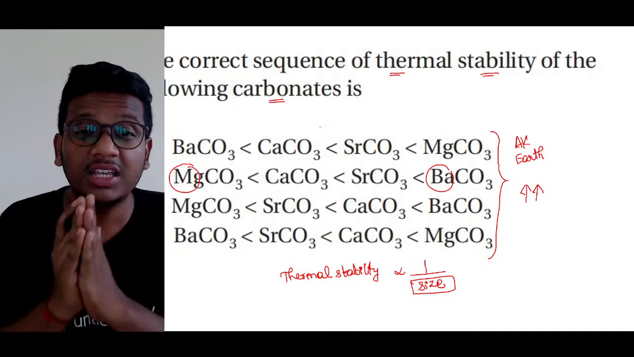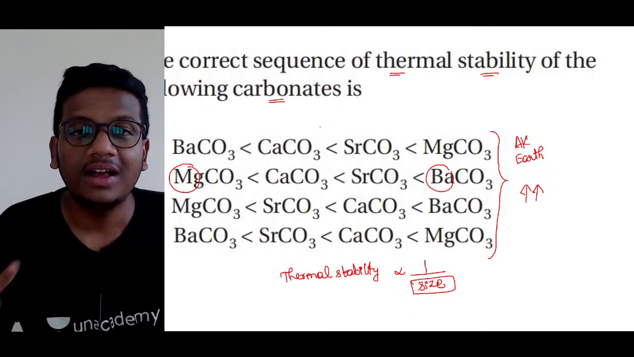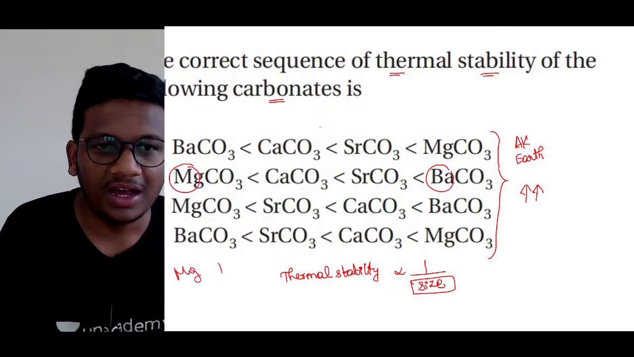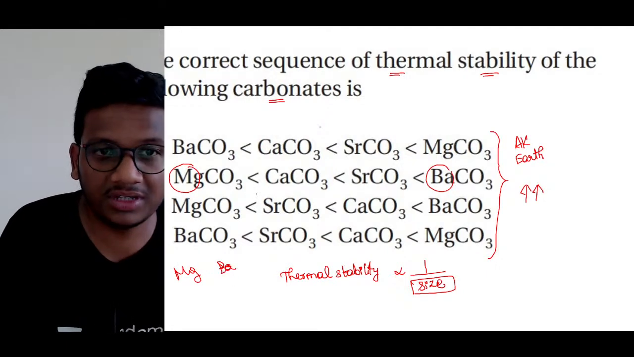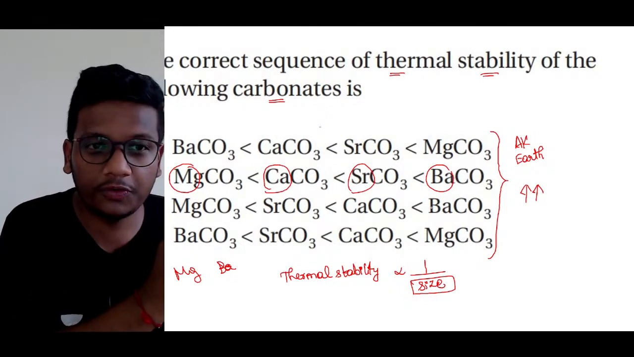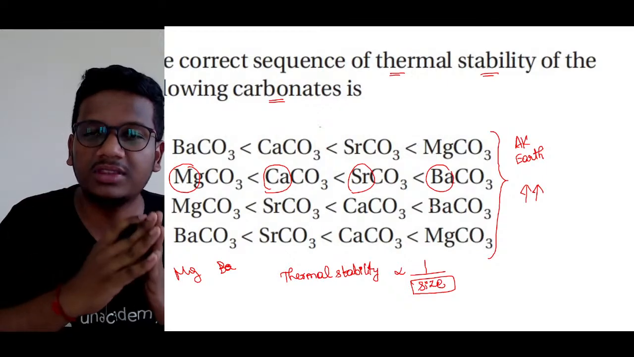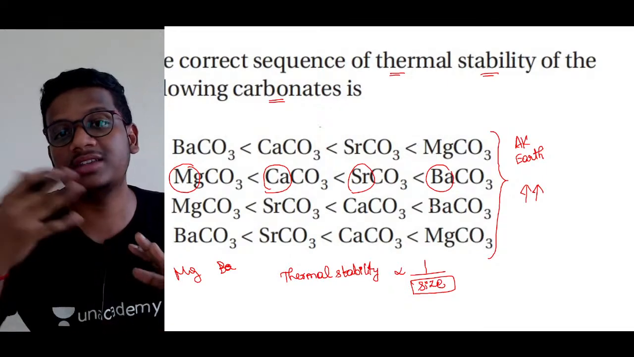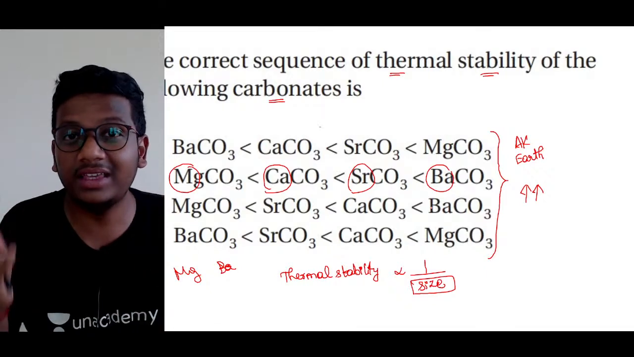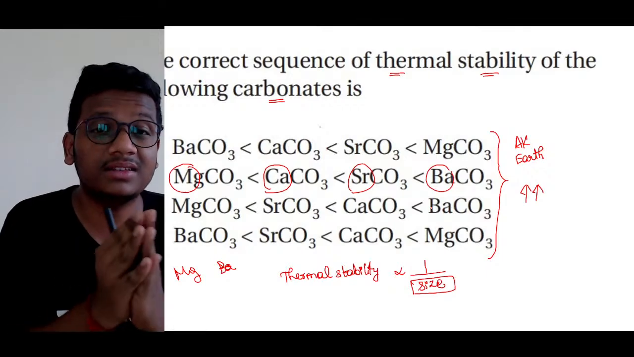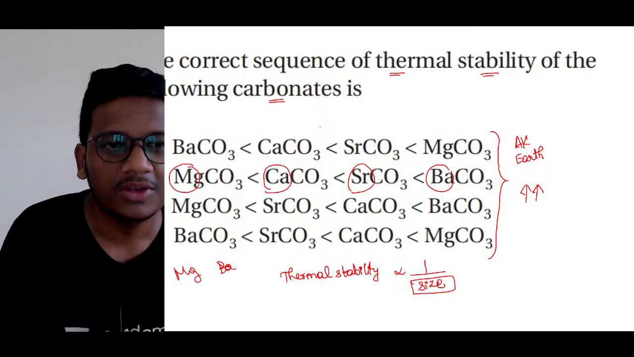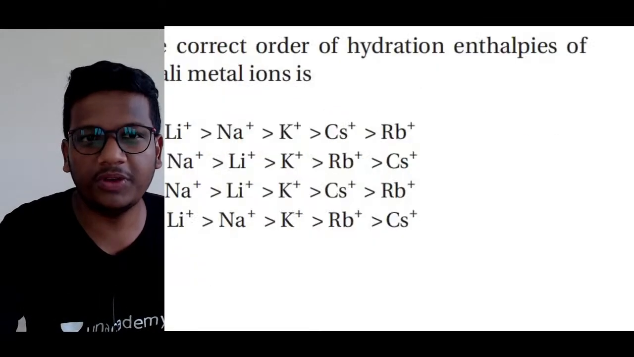So using this, what is the smallest atom, guys? Smallest is magnesium and largest is barium, in the order magnesium, calcium, strontium, and finally barium, right? So the thermal stability is just the opposite of the size. So barium will have the highest thermal stability, strontium the second, third is calcium, and finally magnesium. So the correct answer will be option B, everyone. Okay, I hope everyone understood this.